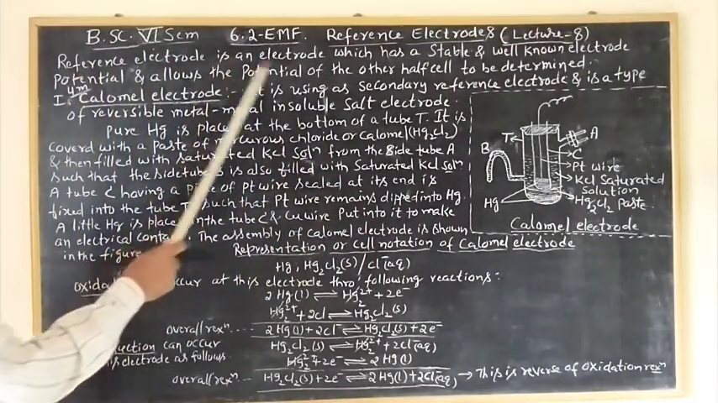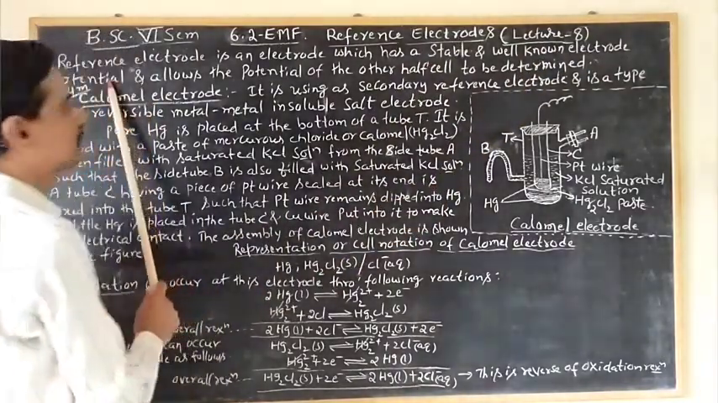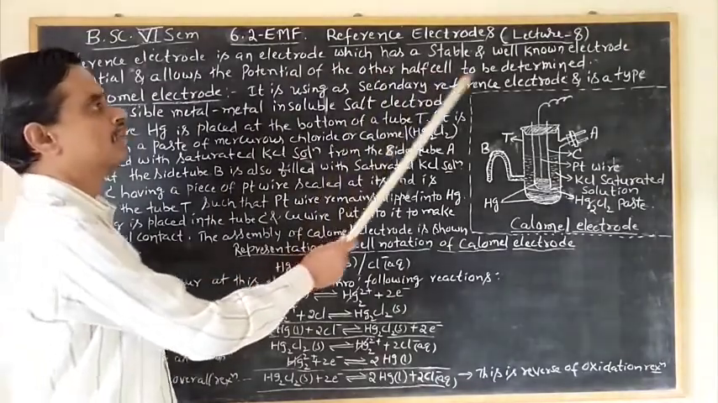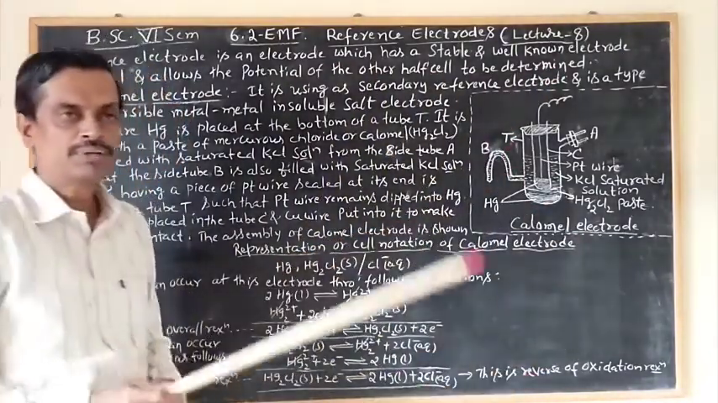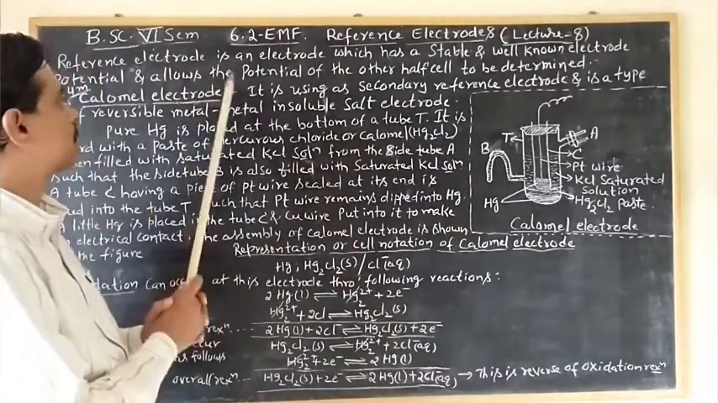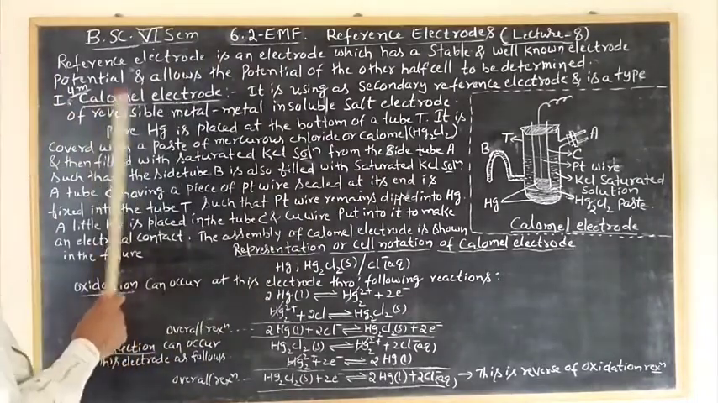A reference electrode is an electrode which has a stable and well-known electrode potential, and allows the potential of the other half cell to be determined. To determine the potential of the other half cell, we have to use this electrode. That electrode we can call a reference electrode. The example is the calomel electrode.